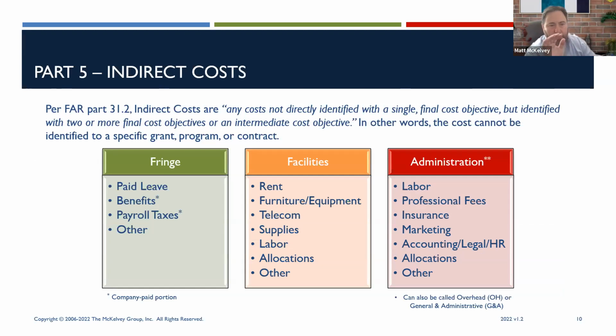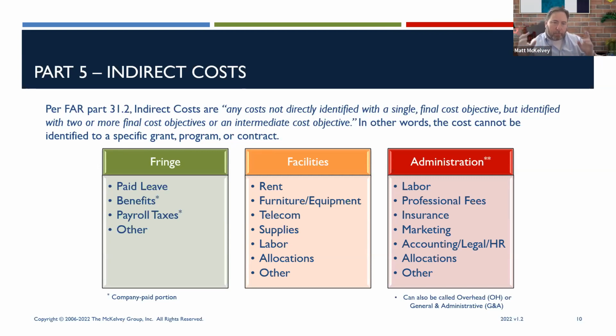Indirect costs, really, this is per FAR. Again, FAR stands for the Federal Acquisition Regulations. If you ever need to fall asleep, the best book you'll ever read is the FAR. And I know no one reads books anymore, but the great articles you'll read are the FAR. The FAR is basically the core regulations for how the federal government contracts and works with organizations. Any costs not directly identifiable with a single final cost objective, that generally means a job, a contract, or a grant, but identified with two or more final cost objectives would be an indirect cost. In other words, the cost can't be identified specifically.